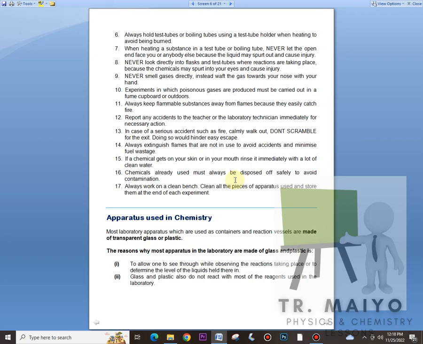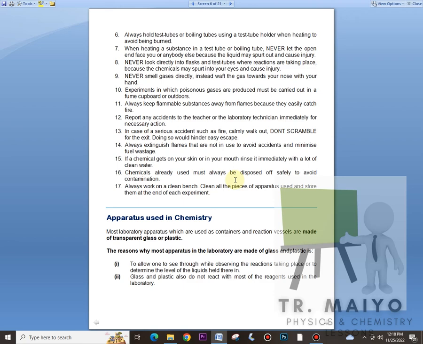When heating a substance in a test tube or boiling tube, never let the open end face you or anybody else because the liquid may spat out and cause injury. Now in this case, afadhali hata ikuface kuliko iface mwenzako. Kama umekosana na mtu class, usilete hiyo maneno kwa lab.